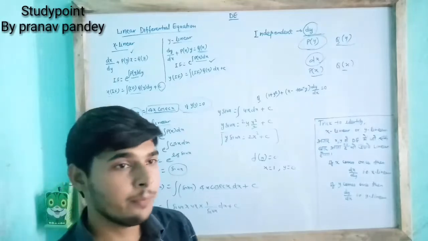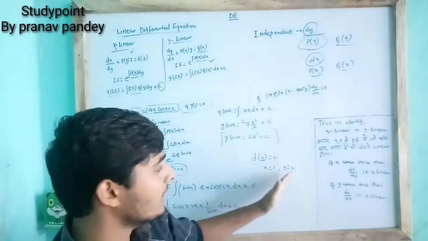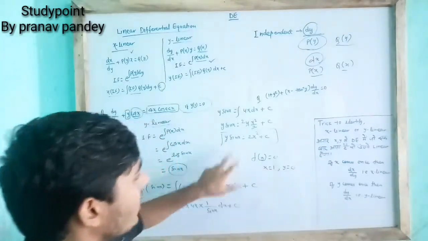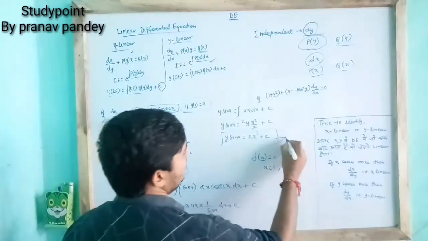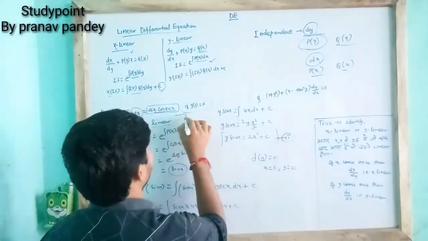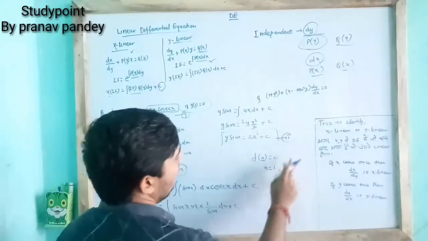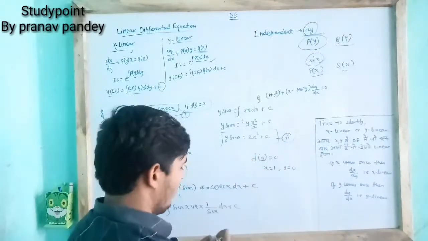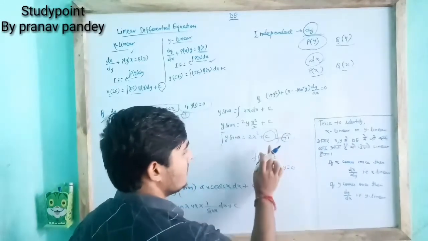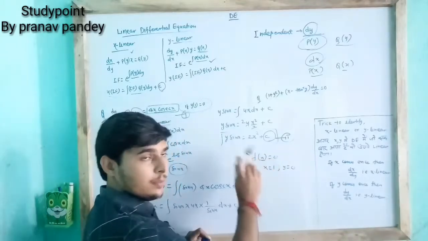So what we will do? We will put the value of x and y in this equation, say equation 2, it was equation 1. We will put the value of x and y in this equation for taking out the arbitrary constant c, so we will get its specific value.